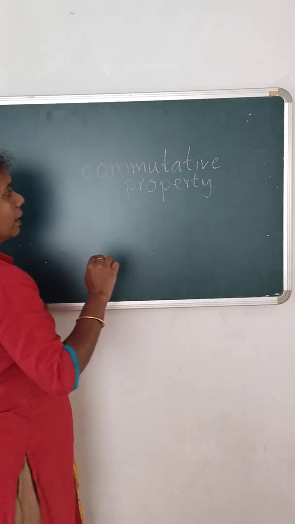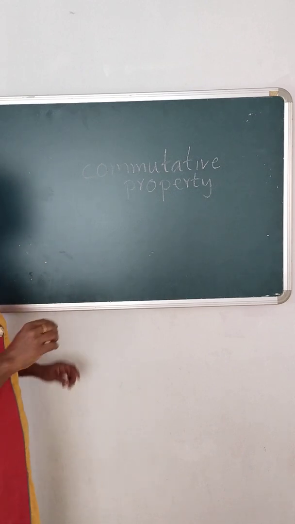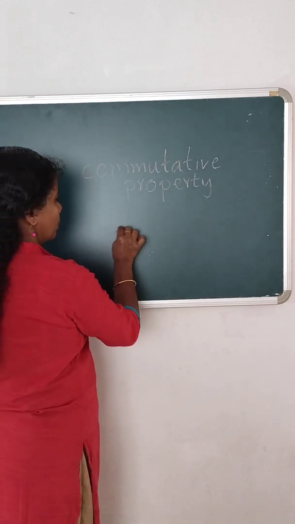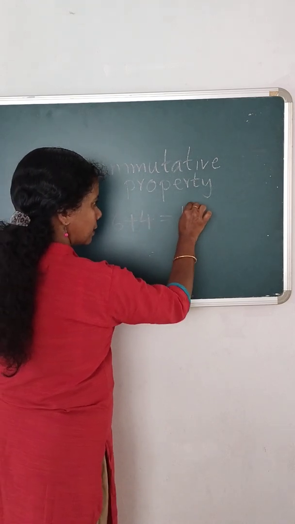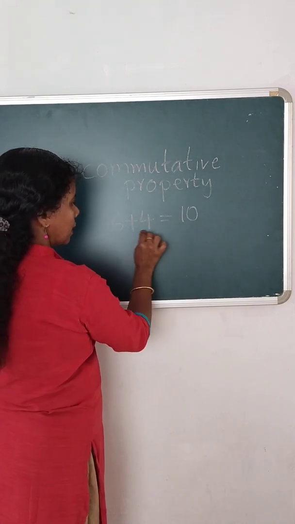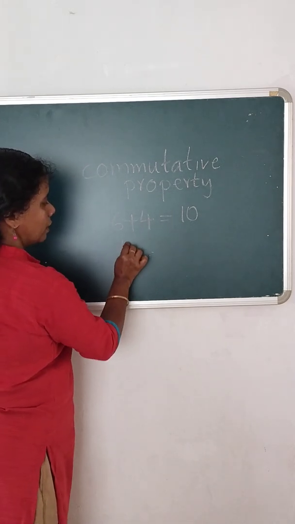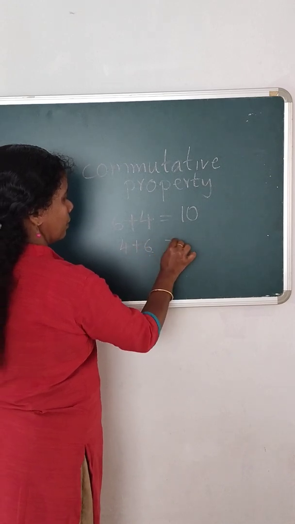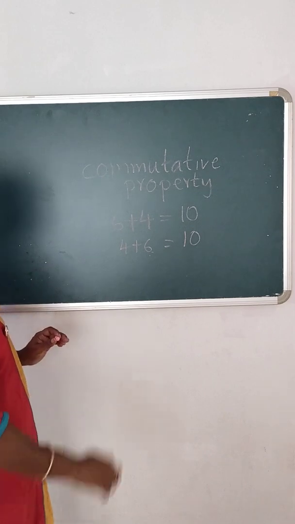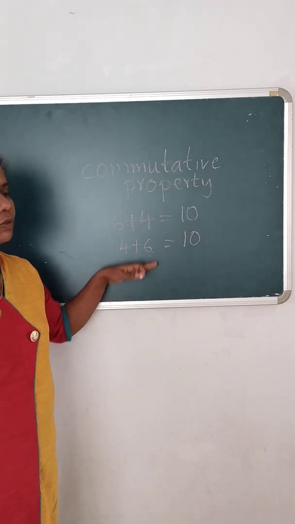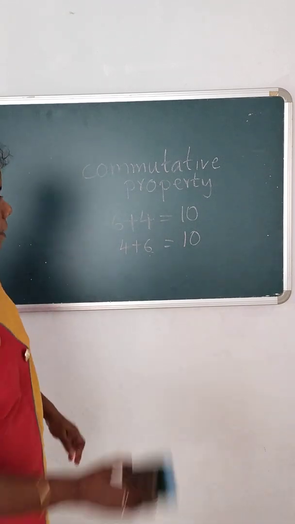Commutative property of addition. Let's see what the commutative property is. For whole numbers, you all know, if we are given 6 plus 4, you will get 10, isn't it? But if we change its order, that means instead of writing 6 plus 4, we write 4 plus 6, we will get the same answer, 10, isn't it? The same way, for fractions also, we can use this property. This is the commutative property we can use.